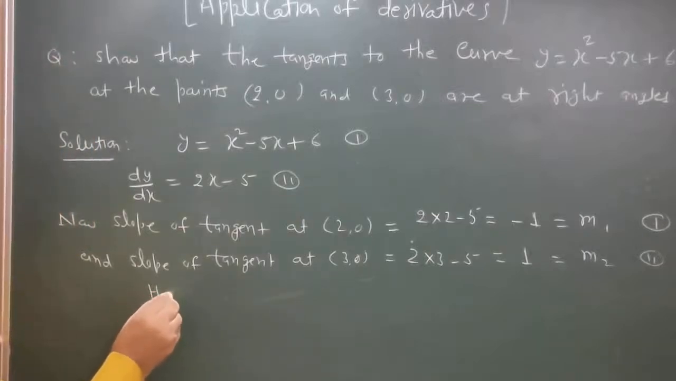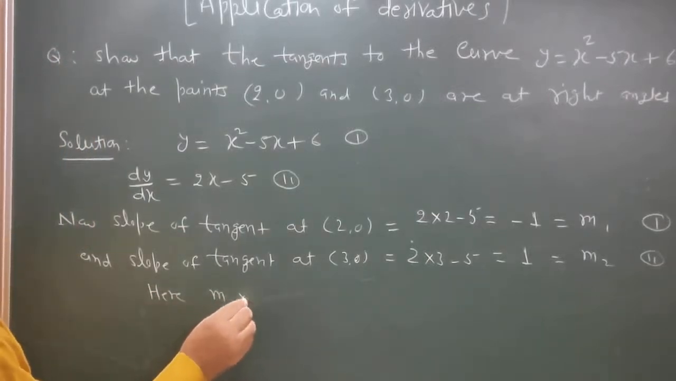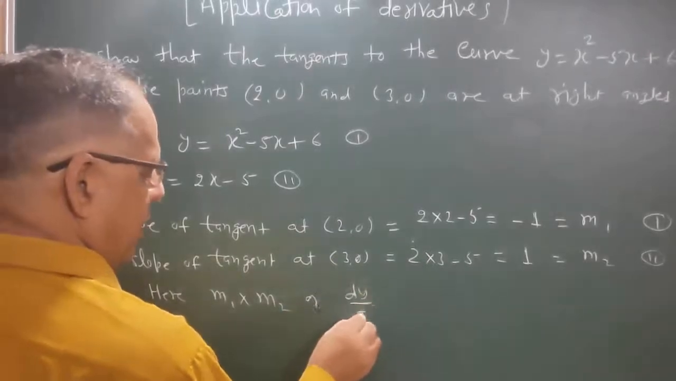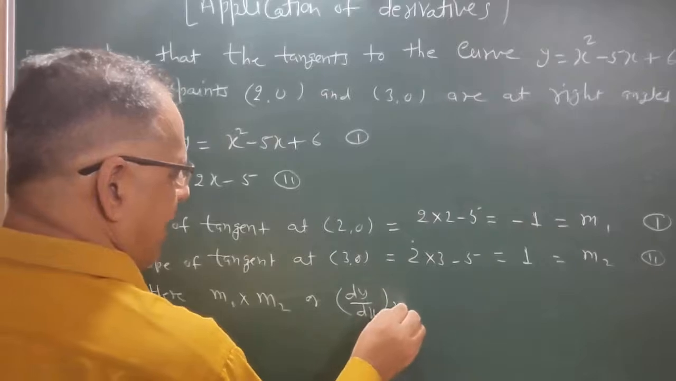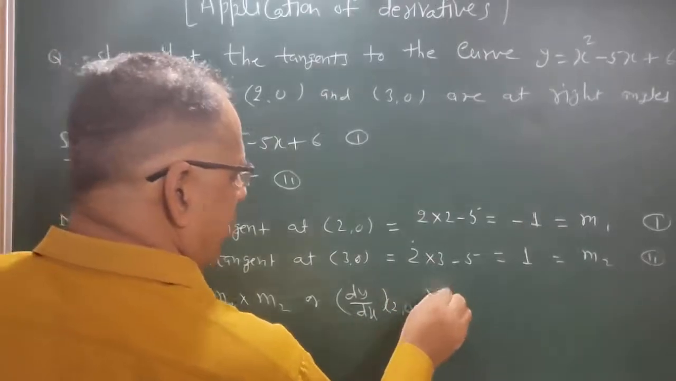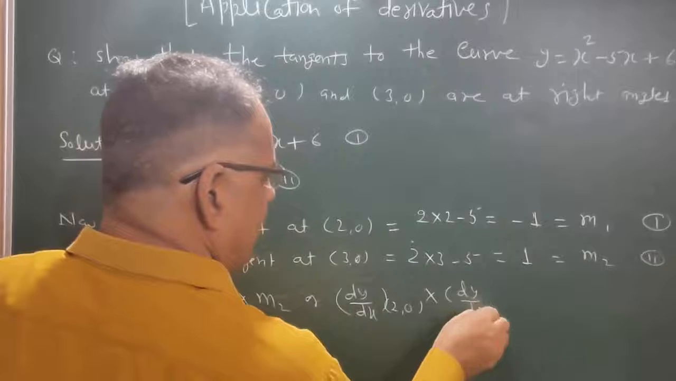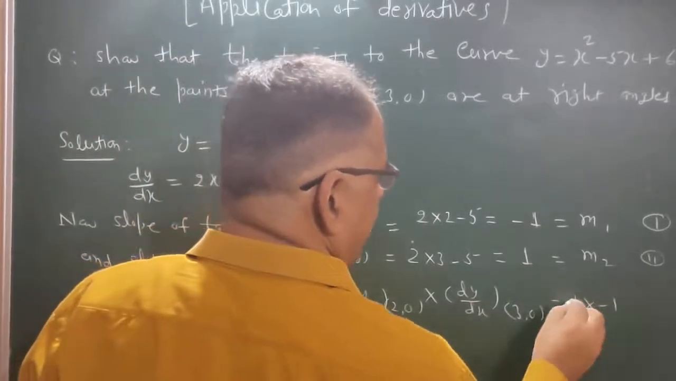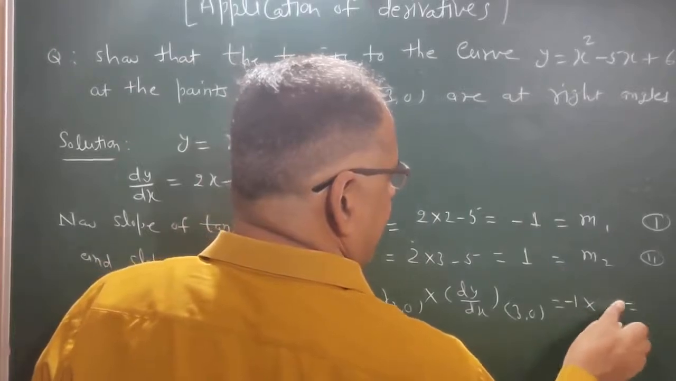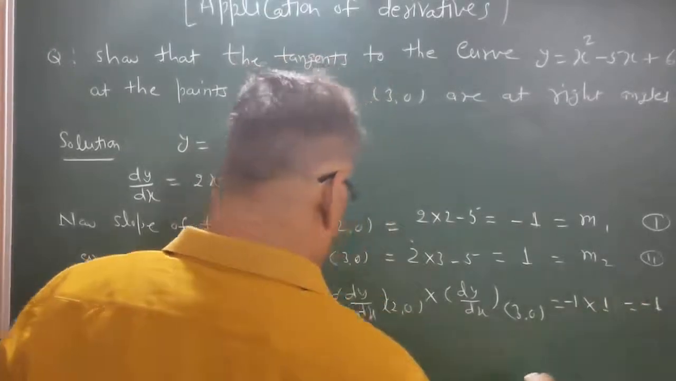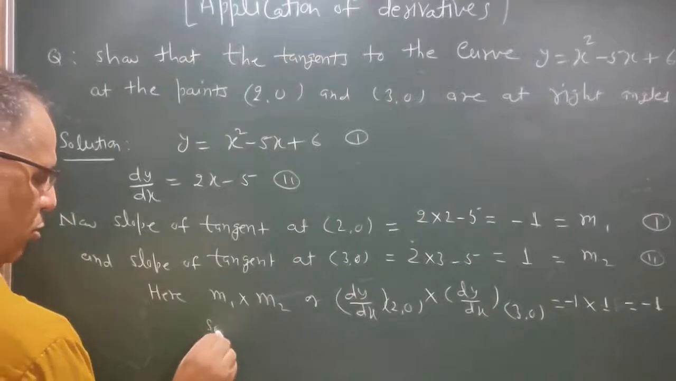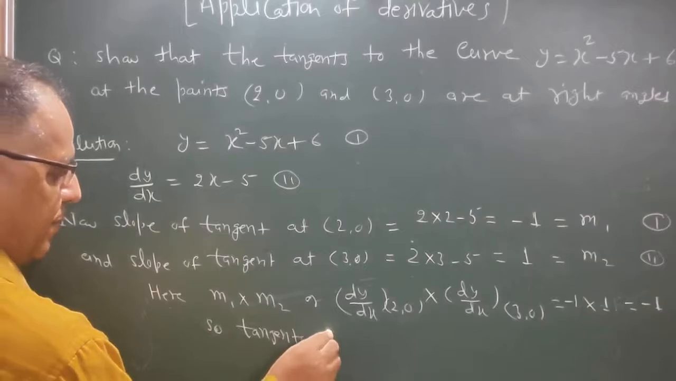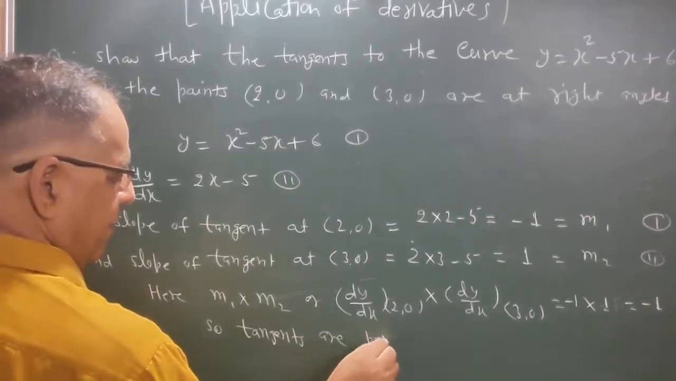Here m1 into m2, or dy dx at 2, 0 into dy dx at 3, 0 is equal to minus 1 into 1, that is minus 1. So tangents are perpendicular.